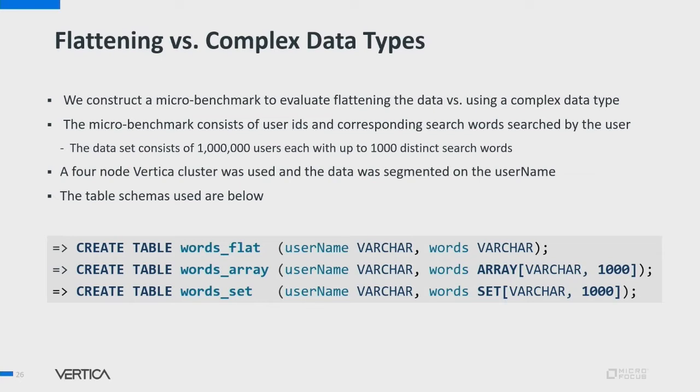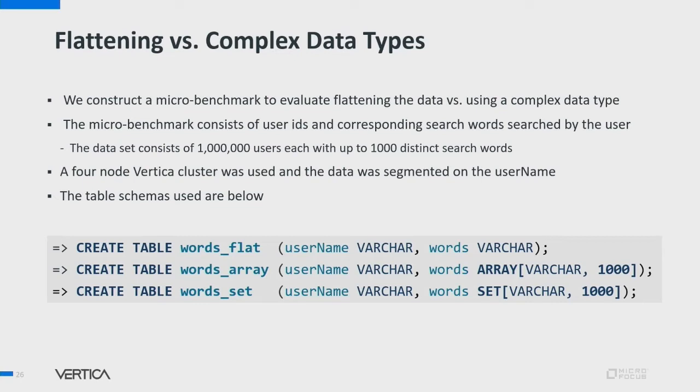Here are our 3 tables. First, we have our flattened traditional table, where we have a username column and a word column for the search term. For each username, we'll have 1 row per search term, so we can expect to see many rows with the same username. Next, we have 2 complex type tables.